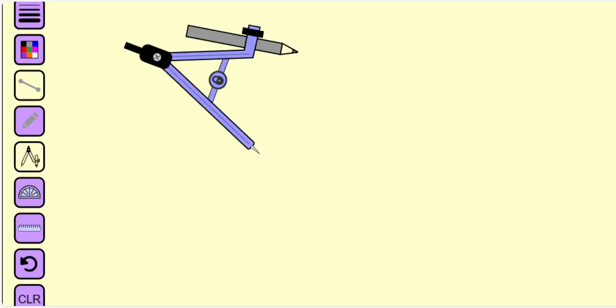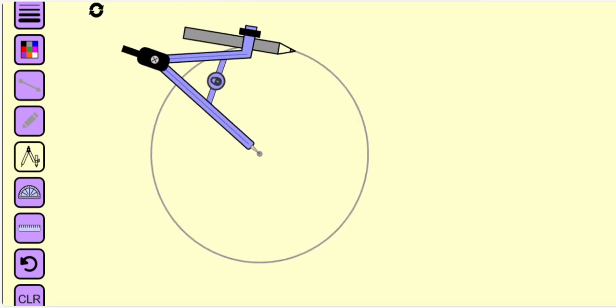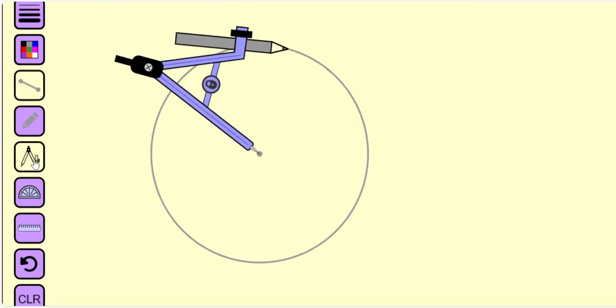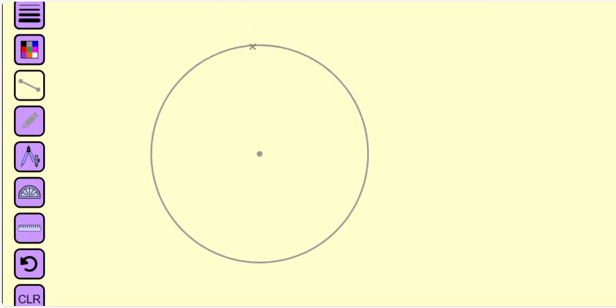Just construct a regular octagon. We take a compass and draw a circle. Now we draw a diameter of the circle. A diameter is a line that passes through the center of the circle, and so we have a diameter.